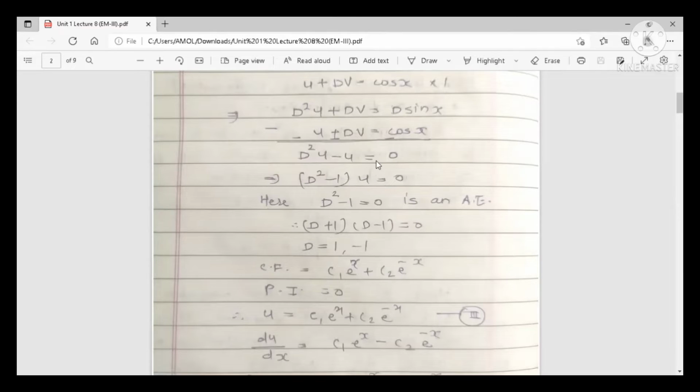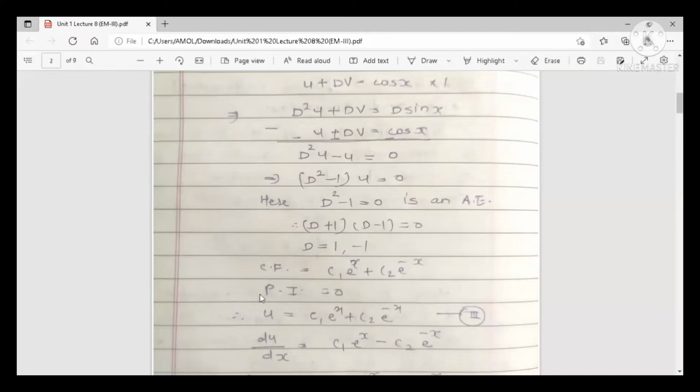This is in the form phi of D into u is equal to f of x. Here f of x is 0. Then in that case, there is no need to find the PI, because the PI depends on the function f of x. If f of x is 0, then its PI is obviously 0. So state the auxiliary equation: D square minus 1 is equal to 0, and the roots are 1 and minus 1. So the complementary function is c1 e raised to x plus c2 e raised to minus x.